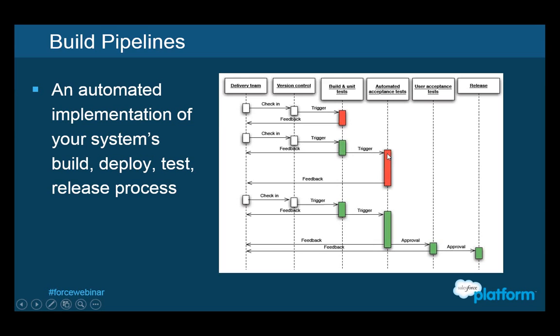Then we go to the next step and we try some automated acceptance tests. So we've built some UI tests that get called from Jenkins. We get some failures back from that. We go through that whole flow again. This time it makes it past the automated acceptance tests, and we get to user acceptance tests. Those are usually manual. We'll get some feedback, and we'll go all the way through again to the release.